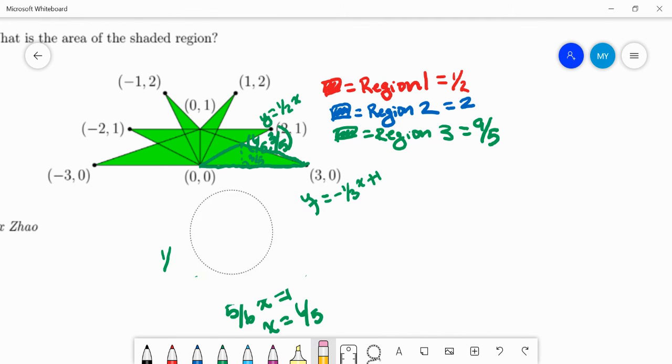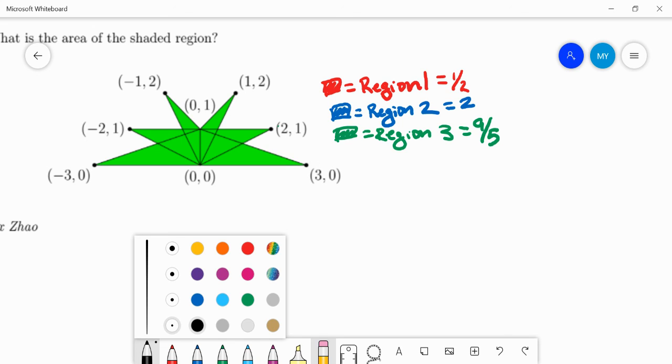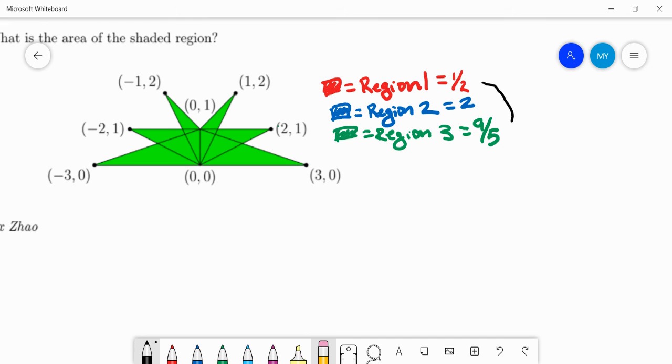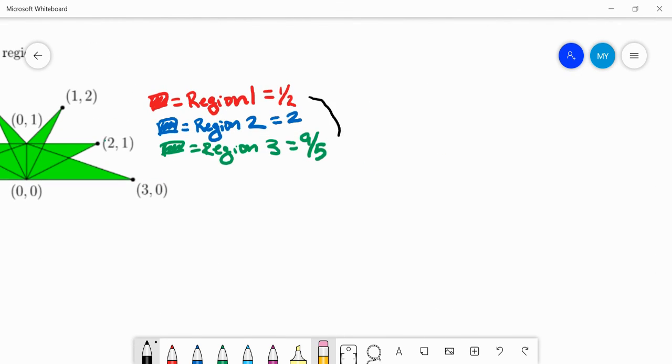Cool. Let's clear this space because now we're ready for the final addition. Great. So what is the total area of the region? It's just going to be the sum of these three. And let's add this. 1/2 plus 2 equals 5 over 2. And adding on the area of region 3, 5 over 2 plus 9 over 5.